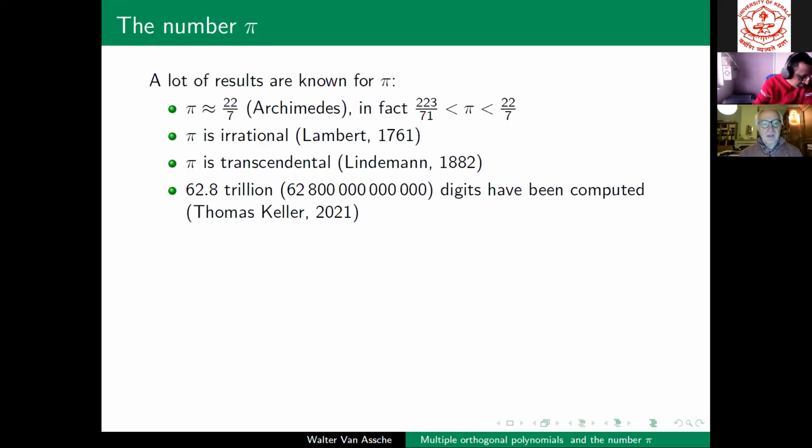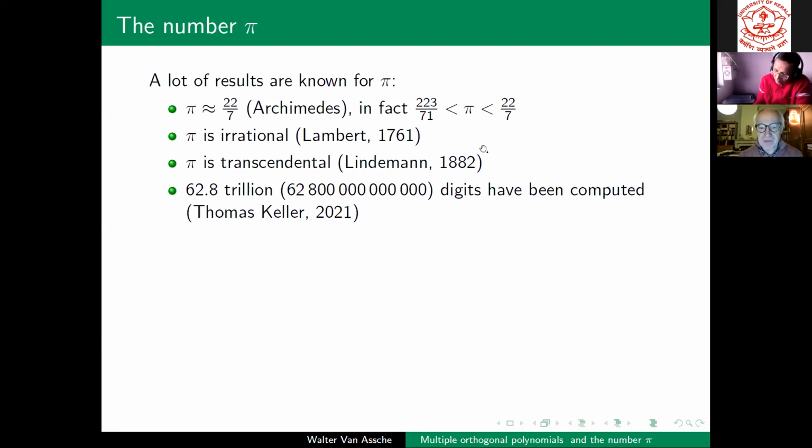functions. Now for the number pi, of course, there are lots of results known. We know that pi is approximately 22/7, and that goes back to Archimedes, 250 BC. And in fact, Archimedes showed these nice bounds over here. We also know that pi is irrational. That dates back 250 years to Lambert, and that it's transcendental. And that goes back to Lindemann, 150 years ago.